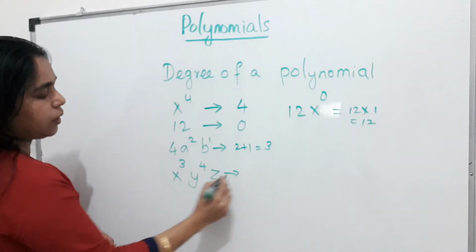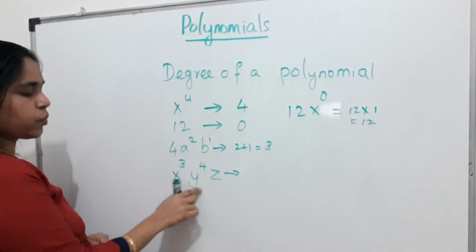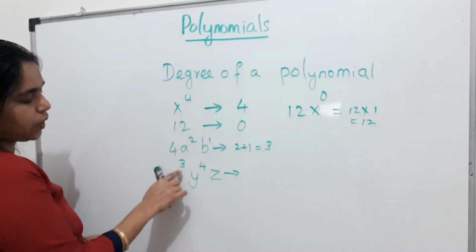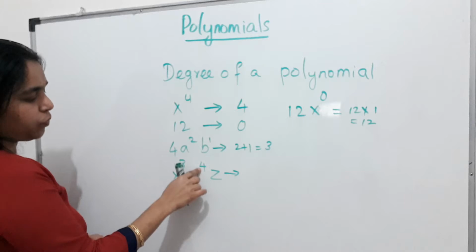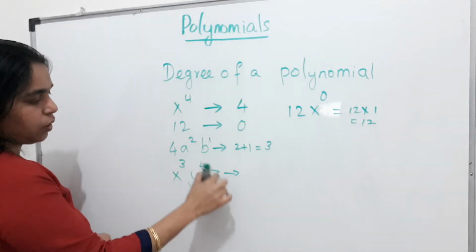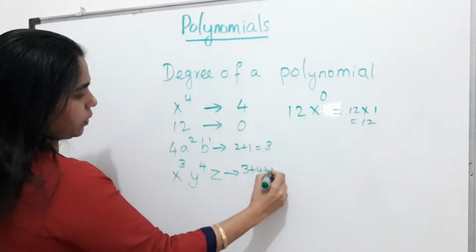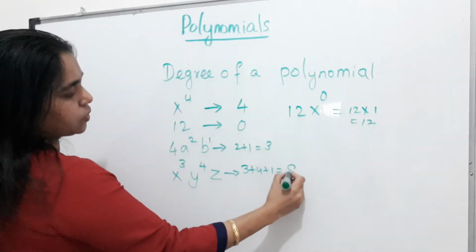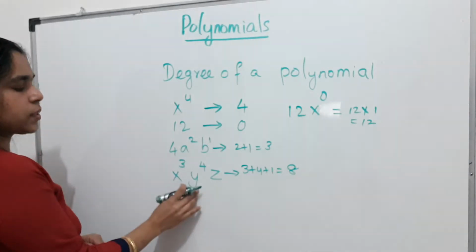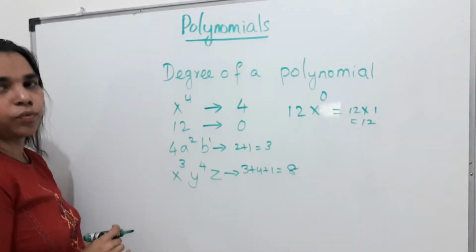Now here you have three variables, x, y and z. x has a power of 3, y has a power of 4 and z has a power of 1. So you have to add all the powers. 3 plus 4 plus 1 is equal to 7 plus 1, 8. So this is how you can find the degree of a polynomial.